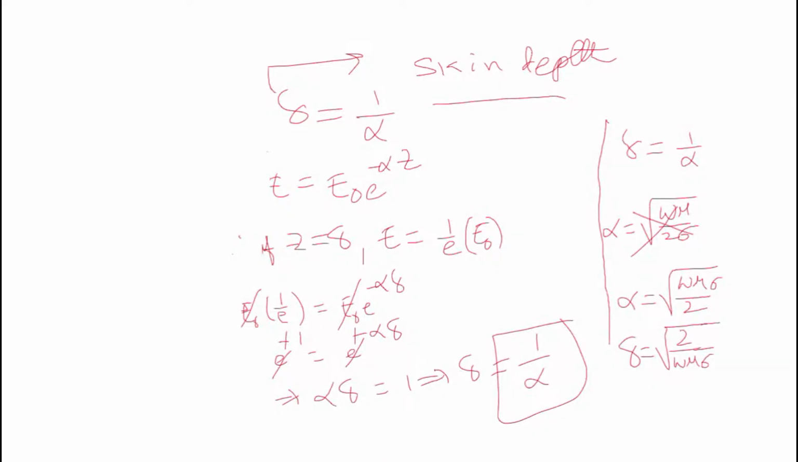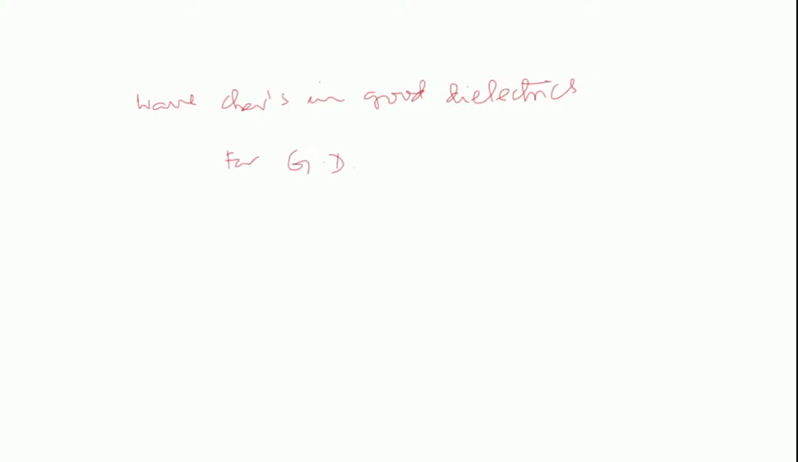Now we will see another topic: wave characteristics in good dielectrics. Just now we discussed the wave characteristics in good conductors. We have to discuss the wave characteristics in good dielectrics. For good dielectrics, GD means good dielectric, sigma by omega epsilon is less than 1. For that, gamma equal to what?